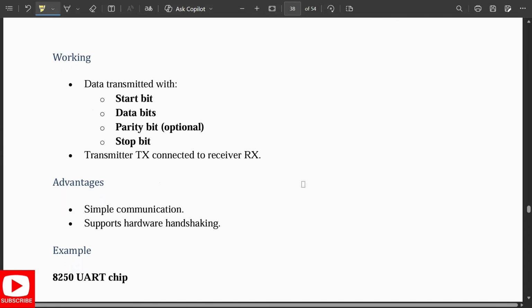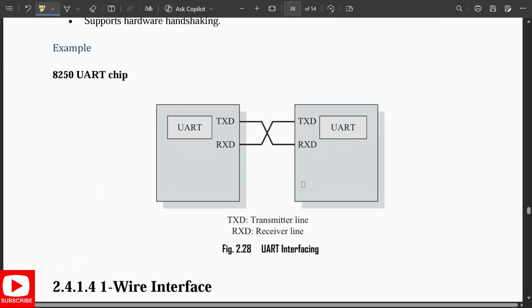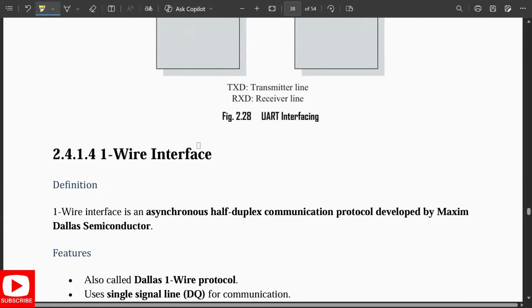How it works: data is transmitted between the start bit, data bits, parity bit, and stop bit. The transmitter TxD is connected to the receiver. This is the UART interfacing. Here you can observe TxD to RxD, then TxD to RxD. TxD means the transmitter line, RxD means the receiver line.